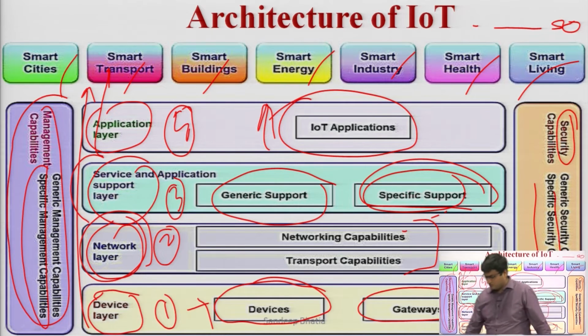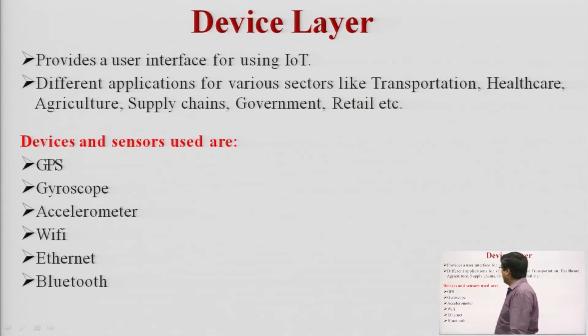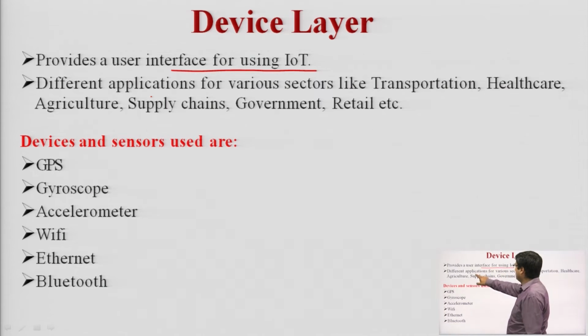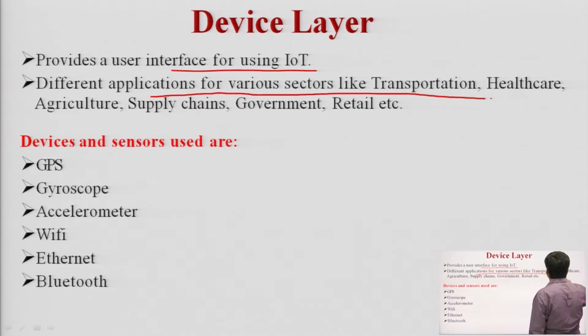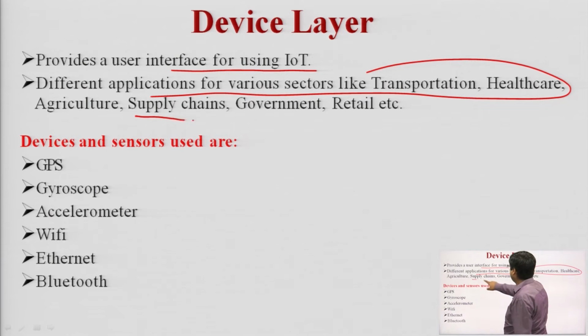This is the architecture. So, we will explain more. The device layer provides a user interface for using IoT. There are different applications for various sensors in transportation, healthcare, agriculture, supply chain, government, retail, etc. All are using IoT.